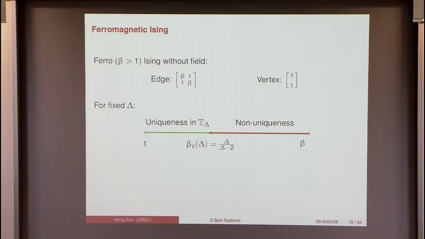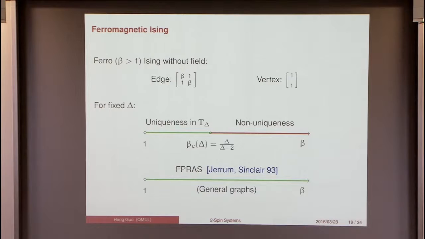We understood the phase transition in infinite regular trees long ago. There exists a critical beta_c, which is like delta over delta minus 2. And when delta goes to infinity, this just goes to 1. And therefore, there's no beta such that this holds for all integer degrees.